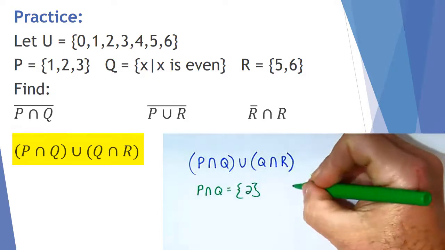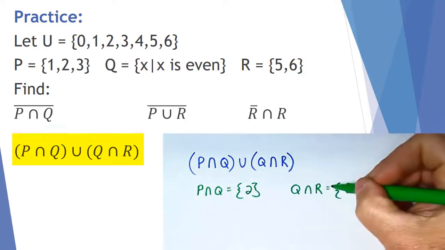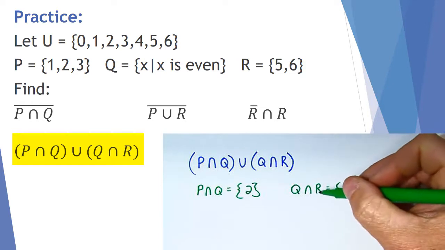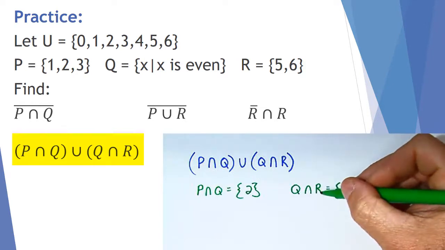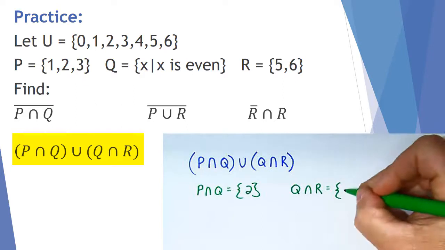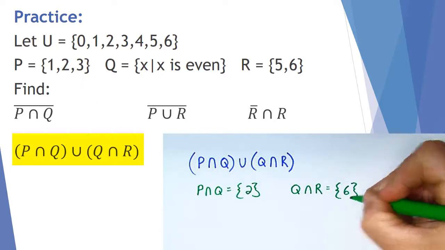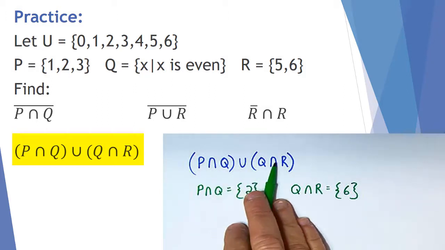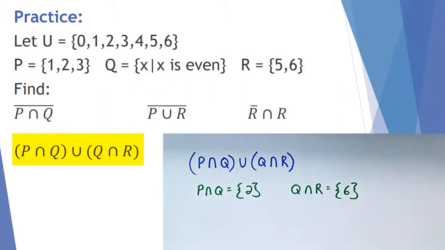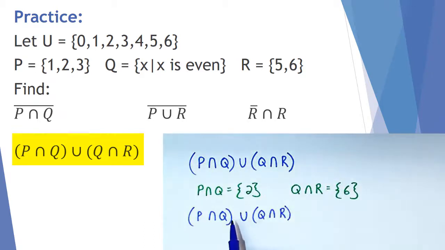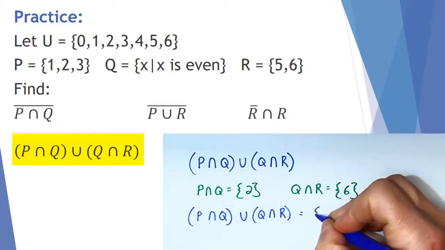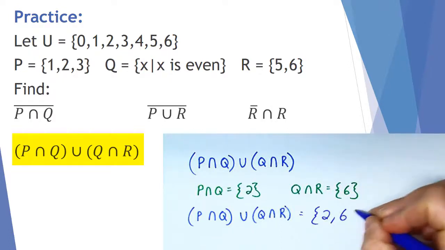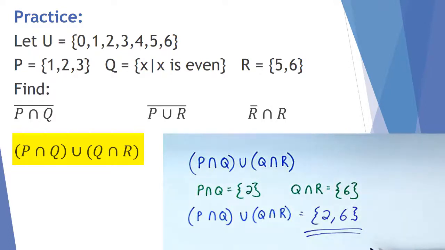Now let's find out what Q intersect R consists of. Q intersect R will be all the elements of Q, which are the evens, intersected with R, which is 5 and 6. The only number that's in both will consist of 6. So P intersect Q consists of 2, Q intersect R consists of 6. Then we can conclude that (P intersect Q) union (Q intersect R) is going to consist of the set containing just 2 and 6. And that's all we can do there.